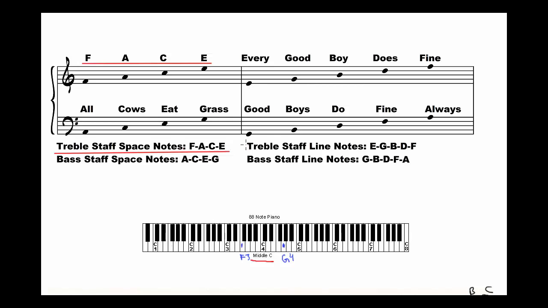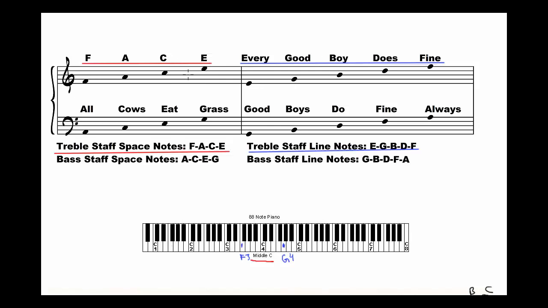Now, if we look at the lines on a treble clef, we have E, G, B, D, F. Every good boy does fine. And of course, you can come up with your own phrase, but this is the most common one. Another one I use with my students is every good burger deserves fries. And so you can come up with your own, of course, meaning E, G, B, D, F. So this will help you remember the lines and the spaces on a treble clef.